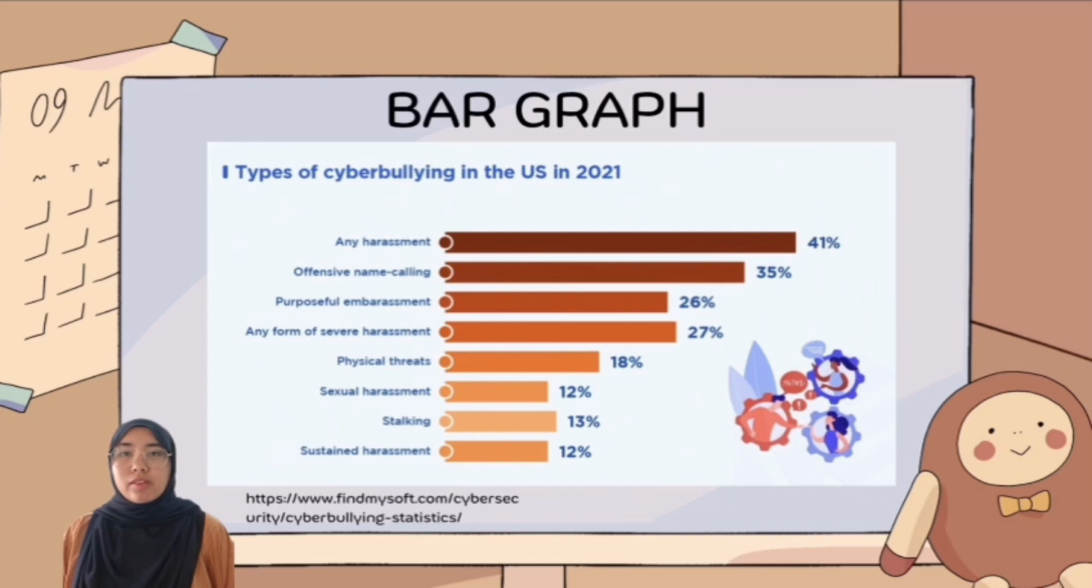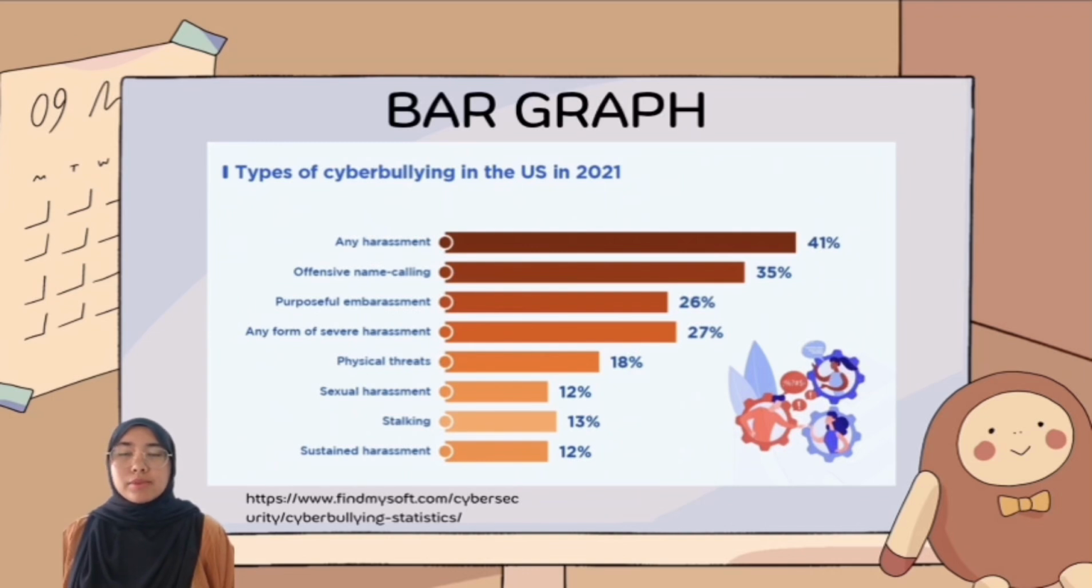There were 8 types of cyberbullying, which are any harassment, offensive name calling, purposely embarrassment, any form of severe harassment, physical threats, sexual harassment, stalking, and lastly, sustained harassment. Next, I will be explaining about the graph features. From this survey, a large majority of residents experienced general harassment as a form of cyberbullying, while sustained harassment and sexual harassment were the least common types.